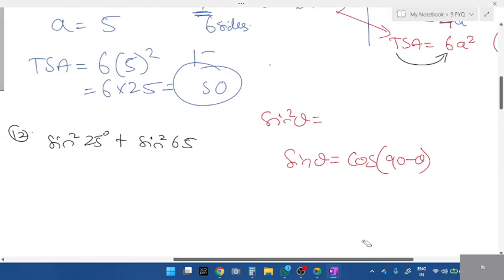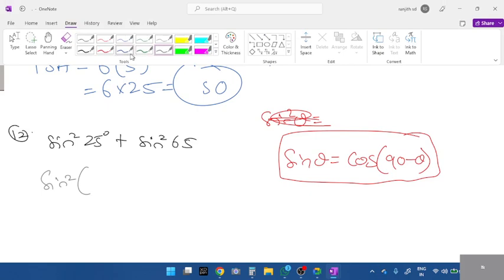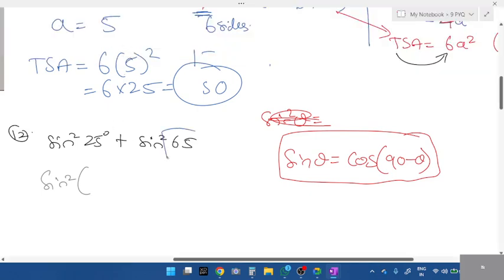Next, trigonometry. This is not there in the table. 65 and 25 we don't have. We have to use the complementary rule. All of you remember complementary? Sine theta is equal to cos of 90 minus theta. Now sine square is given, so write it as cos square of 90 minus something. 90 minus what will give 25? 90 minus 65. Convert any one value and keep the other value as it is. Is it clear? Understood? Then keep 65 as it is.